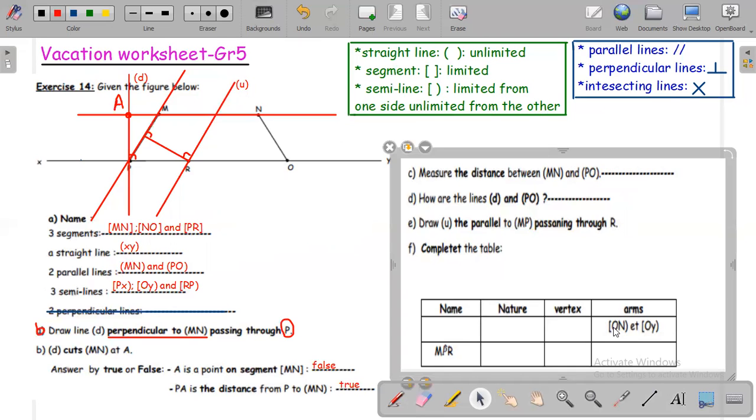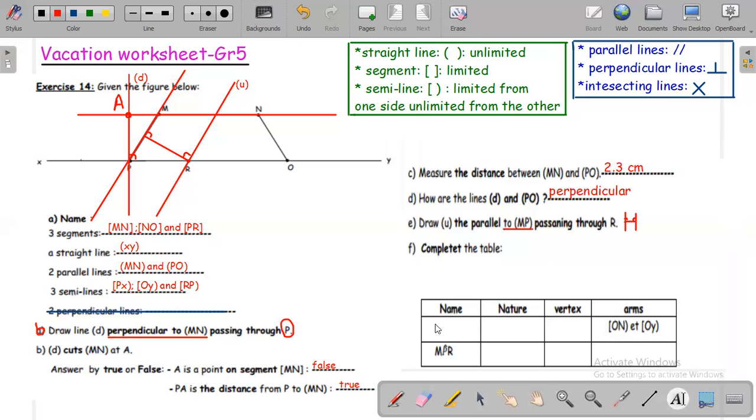We have the arms OX and OY. So the vertex is O because here we have OX and OY, O twice. So the vertex is O in the middle, and we have N and Y. So the angle is NOY. And don't forget, we should put a hat because it is an angle. So we put hat.